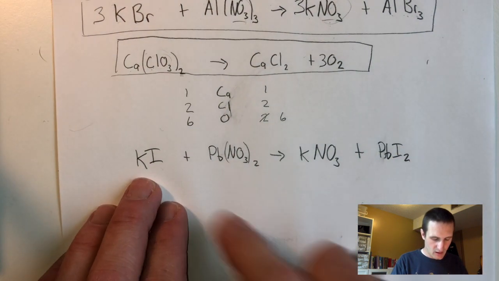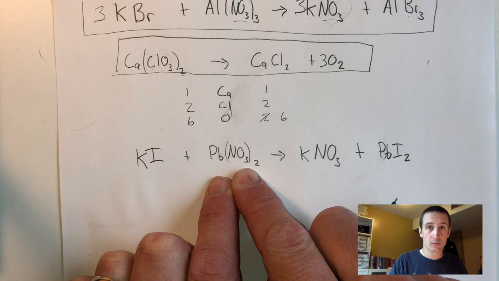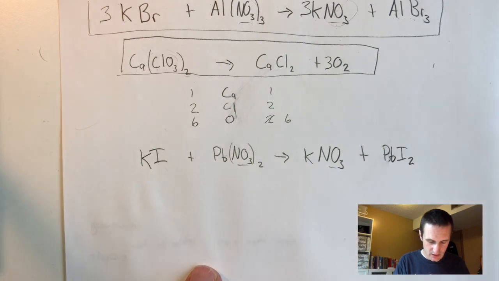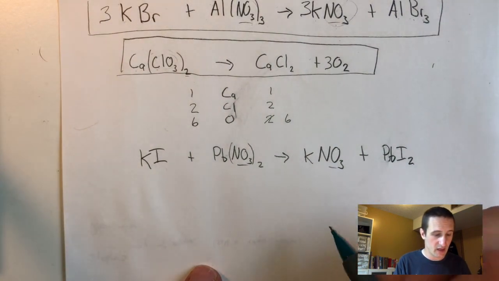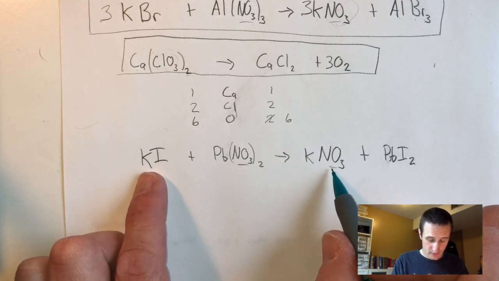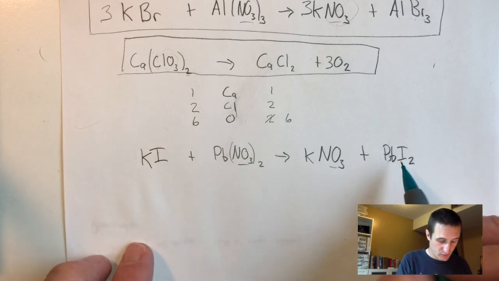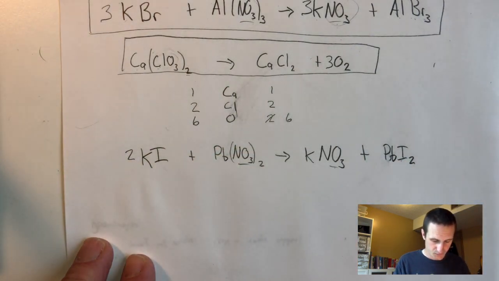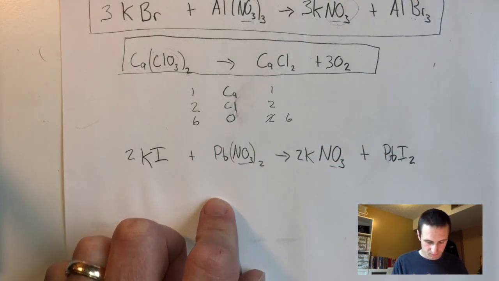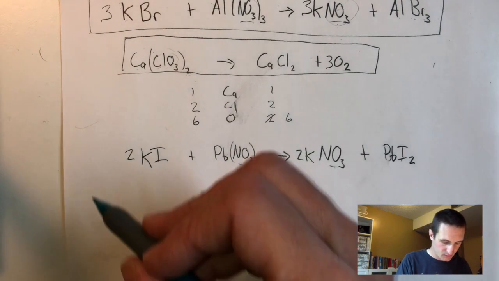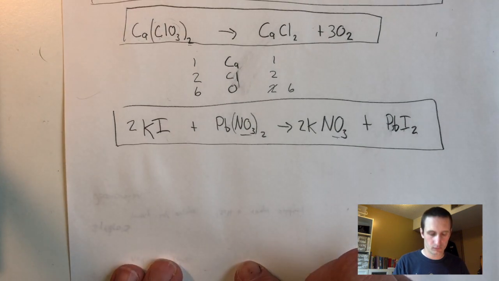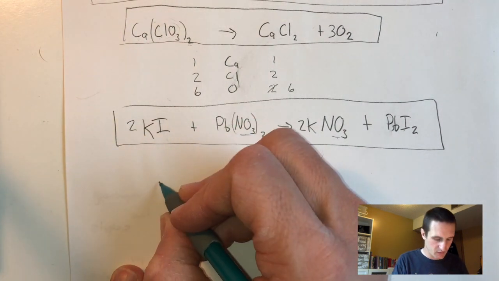So we have KI plus Pb(NO3)2 makes KNO3 and PbI2. And so once again, I see that nitrate on both sides, so I can balance that nitrate as a group. And so if I look, I see 2 iodine, so I'm going to put a coefficient of 2. I need to fix the nitrate, so I have to do a 2 there. And that should be a balanced equation. Let's do the next one.